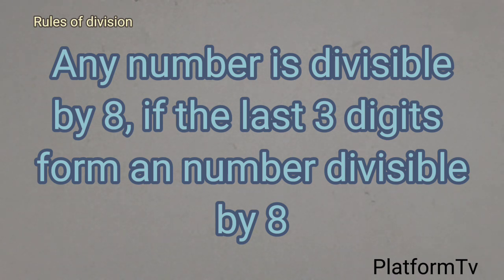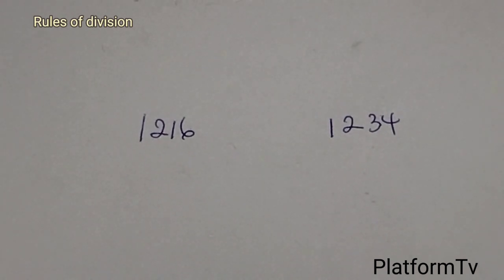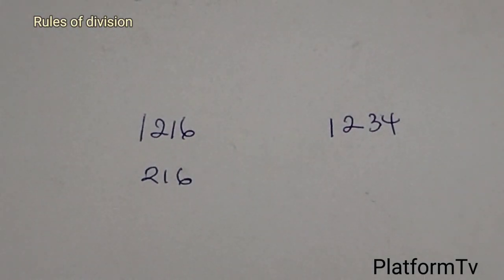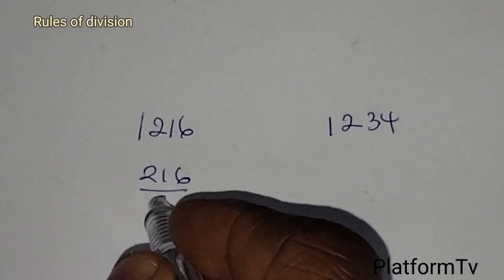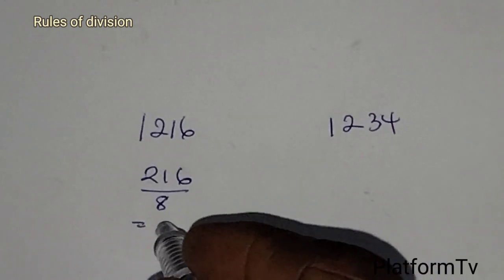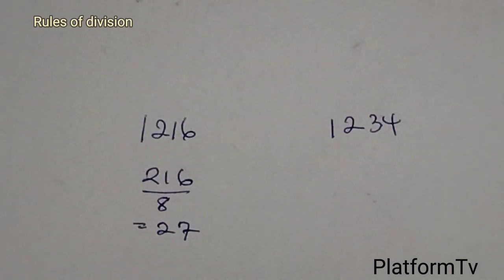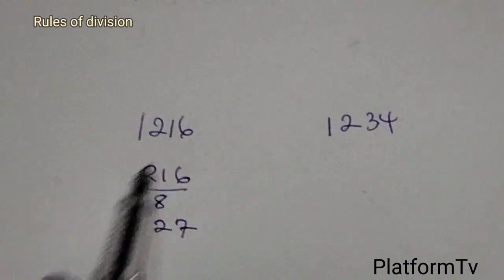So I have something like this. I have 1216, and then I have 1234. I take the last 3 digits in 1216. So I have 216, right? And I divide it by 8. My answer is 27. So 1216 is divisible by what? 8.